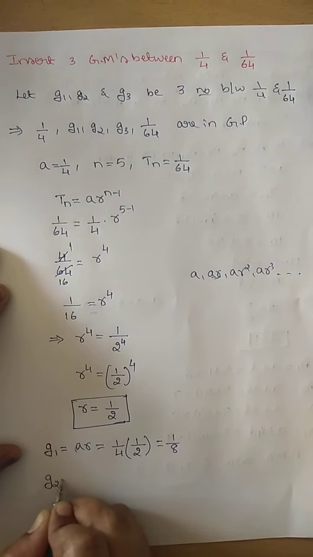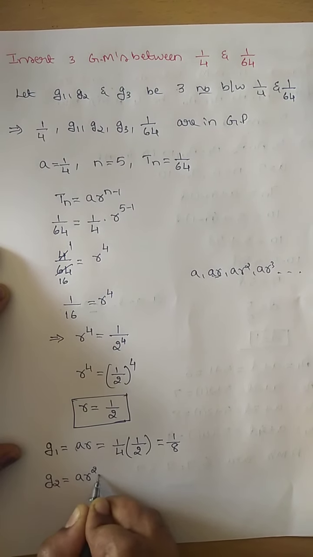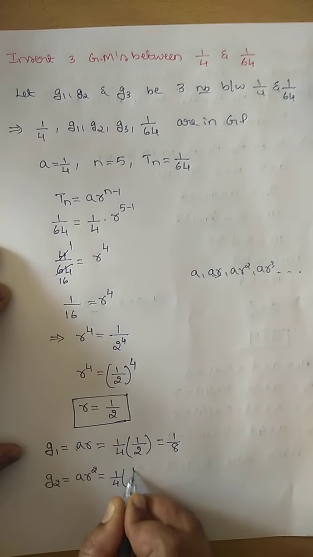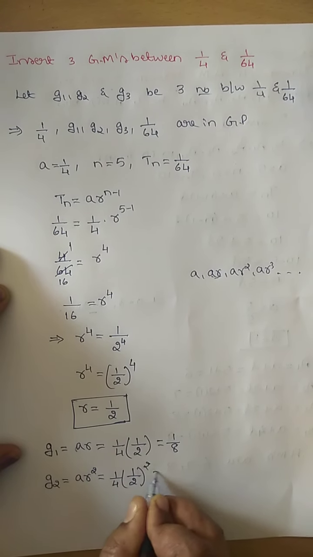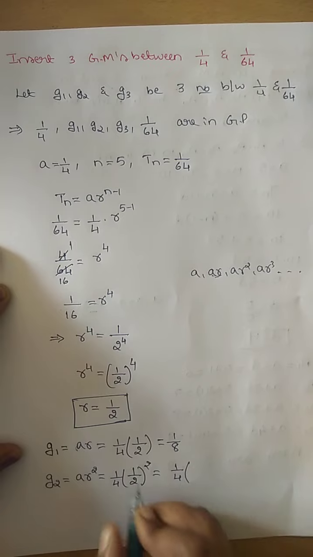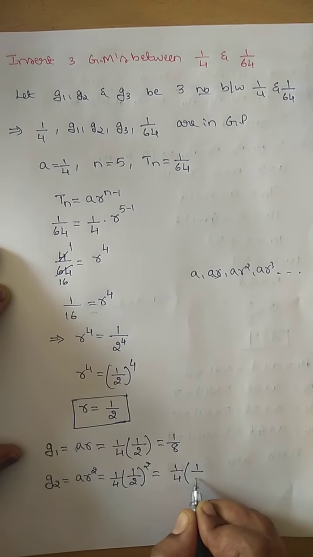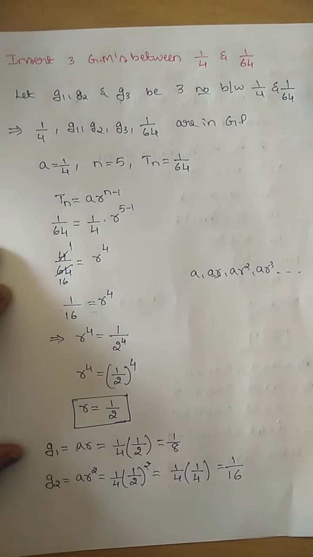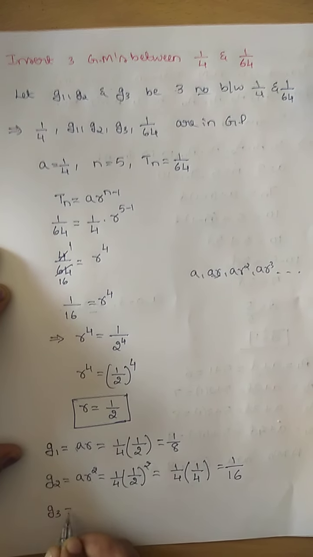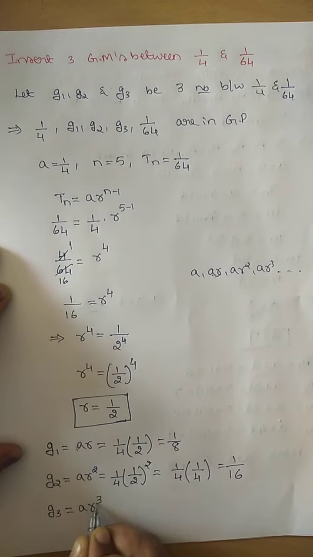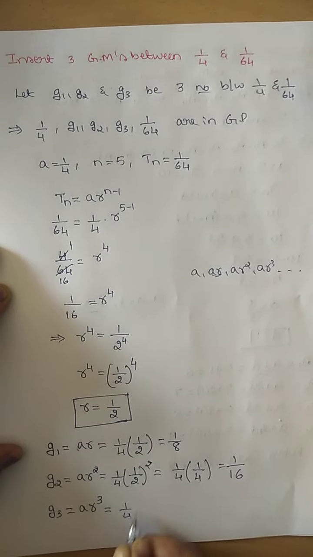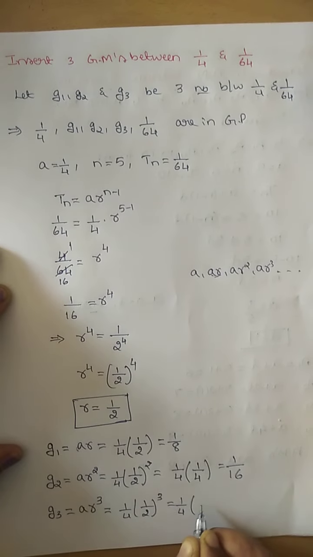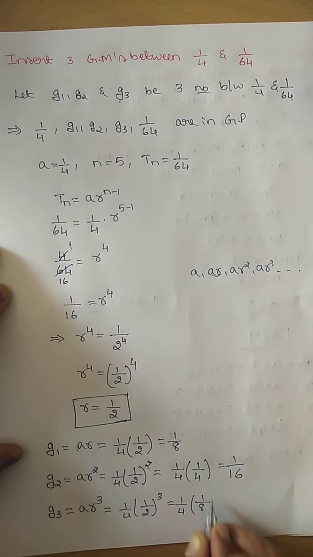Next, G2 equals what? AR square, the third term. 1 by 4 into 1 by 2 whole square. 1 square is 1, 2 square is 4, equals 1 by 4 into 4, 16. Next, the last one, G3. G3 is the fourth term, AR cube. 1 by 4 into 1 by 2 whole cube. 1 by 4 into 1 by 2 cube is 8.